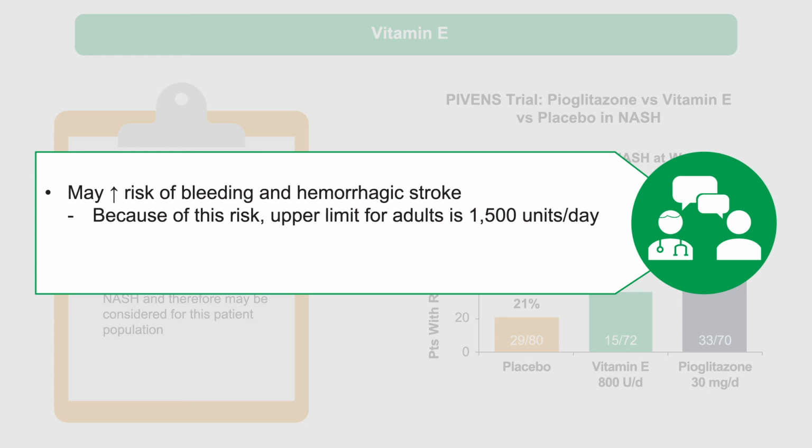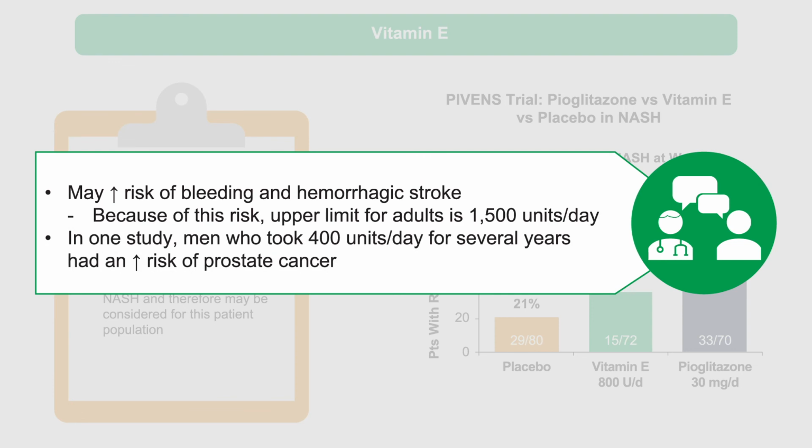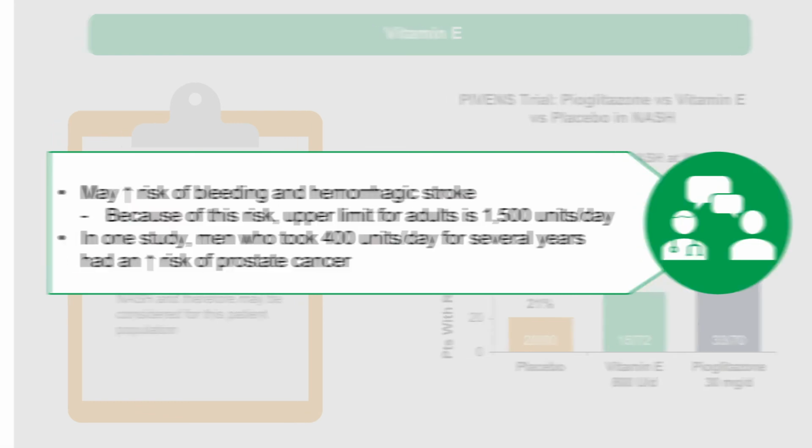Therefore, those with uncontrolled hypertension, anecdotally, I generally wait for their blood pressure to be controlled and then initiate vitamin E treatment. There's increased risk of prostate cancer that has been associated with vitamin E use as well. Therefore, I typically discuss that as well before starting vitamin E use in my patients.